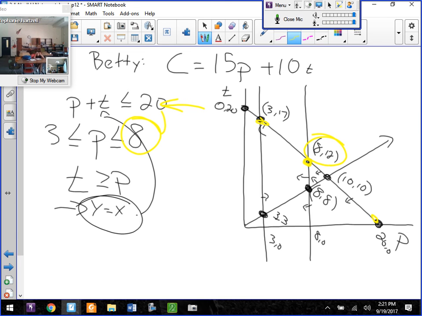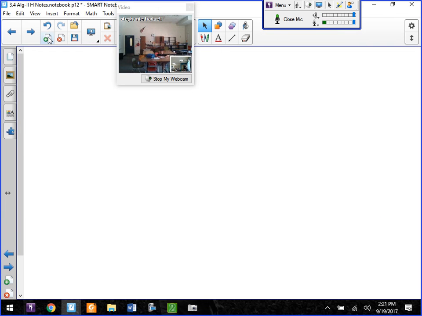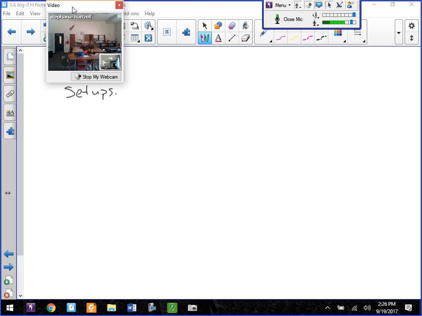Take a minute and look at the next one, the snack bar. Take a minute and try to get the snack bar setups. All right, take a minute and get the snack bar. I'm looking at snack bars and things, and those are really good questions.